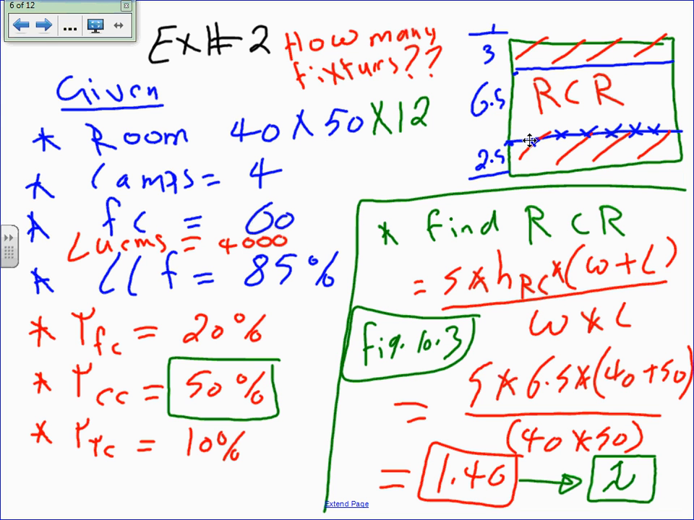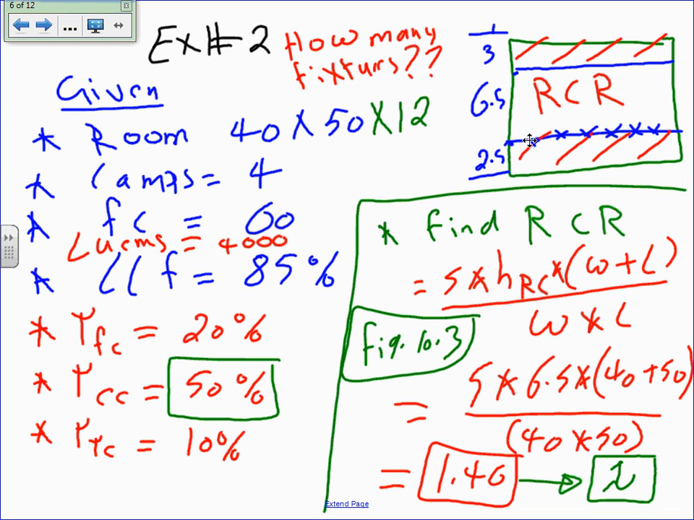Order of operation. Parentheses always come first, right? And then multiplication, division, plus, minus. Okay, any question, guys? Now, Ashley, if you look here, I have 1.46.